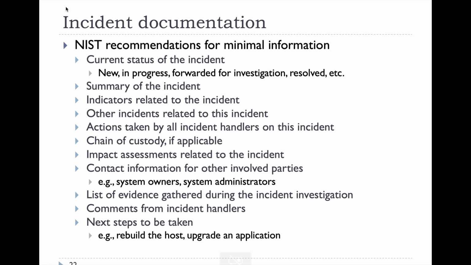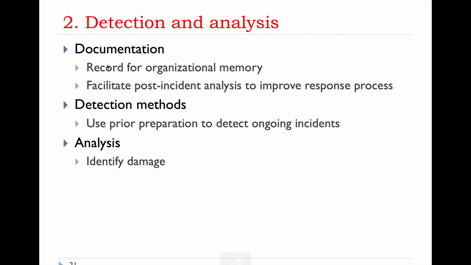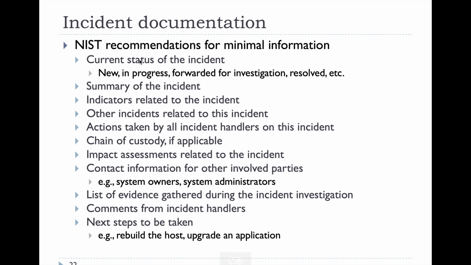Now looking first at the documentation, because this is where we start the documentation. The NIST recommendations for the minimal information that we include in the documentation is we need to understand what is the current status of the incident, because we might not be the only team that is viewing this document. So we need to write, is it new? Is it in progress? Has it been forwarded for investigation? Has it been resolved?